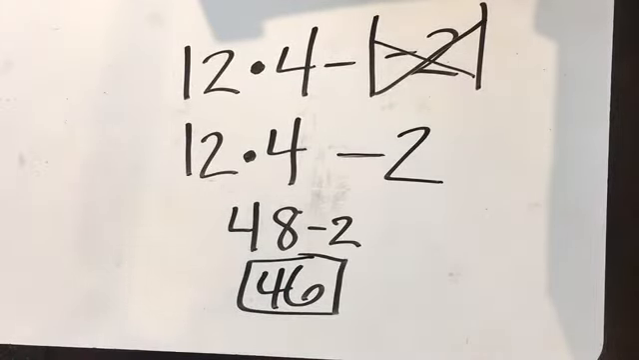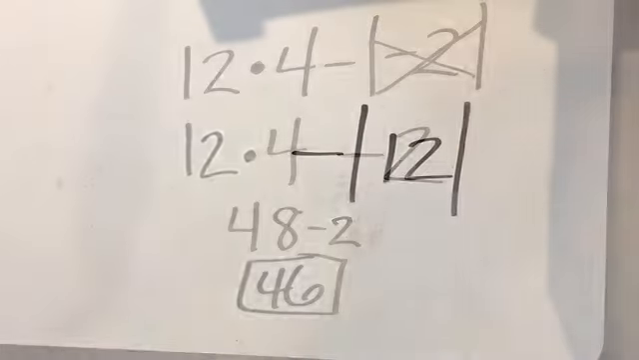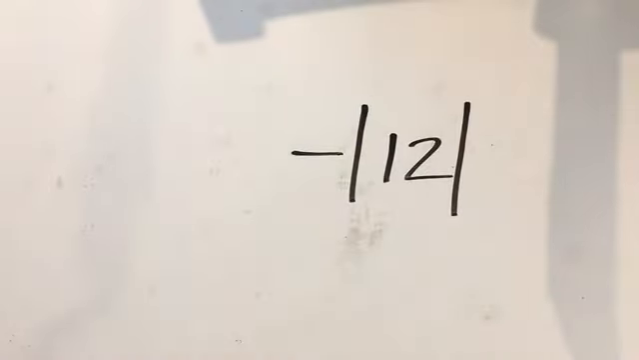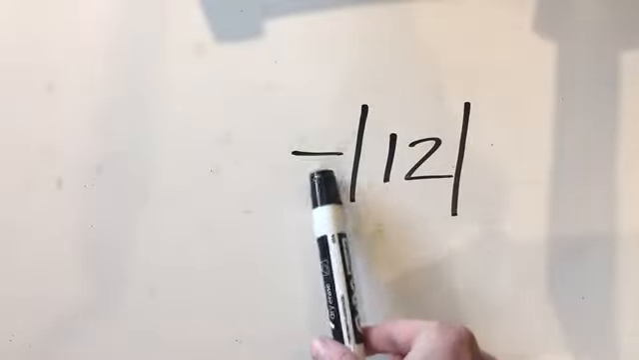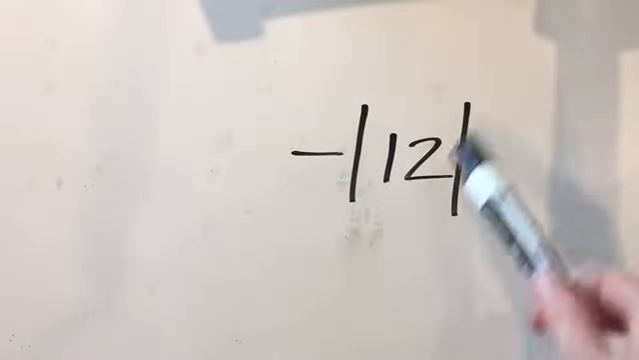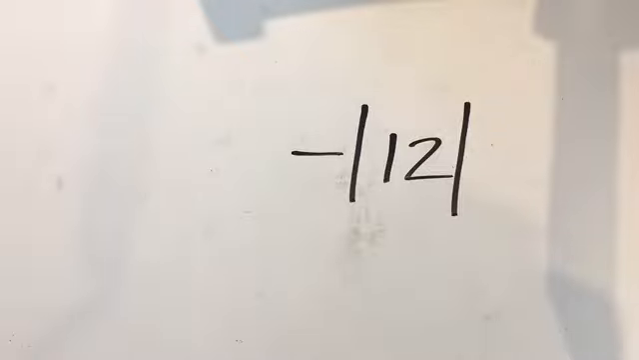And that's simplifying. Let's do one more example. Looks a little bit different. There's not a lot going on, but we'll take what we get. So we have this negative or subtraction sign, and we have absolute value bars. Well, we're going to deal with the absolute value bars first.